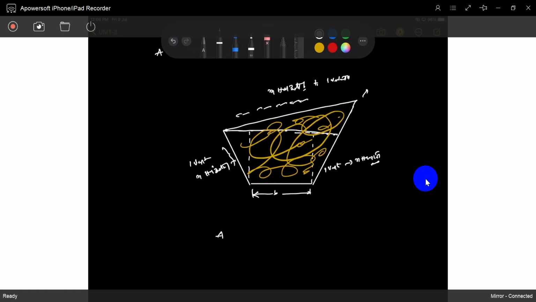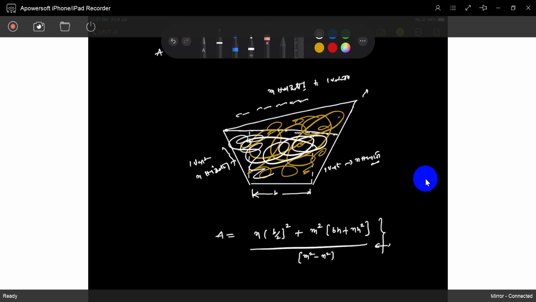So what is that area? The area is (nB by 2 H square, m square BH plus nH square) divided by (m square minus n square). That is the area. No need to remember it. Or you can find the area approximately. You know this area, so you can find it with some approximation. That's okay, not a big deal.